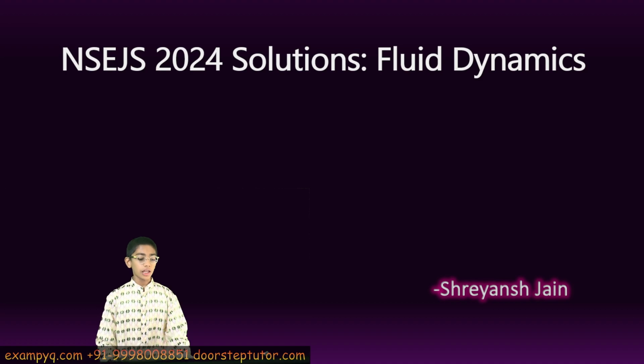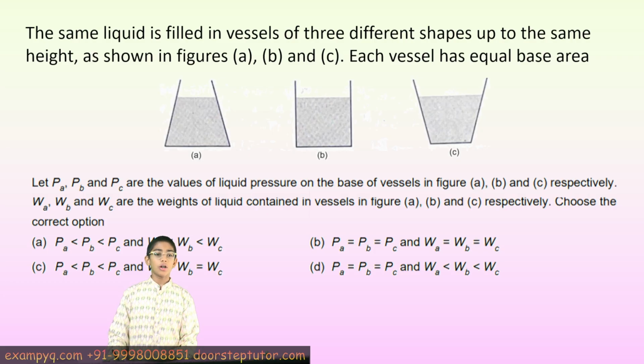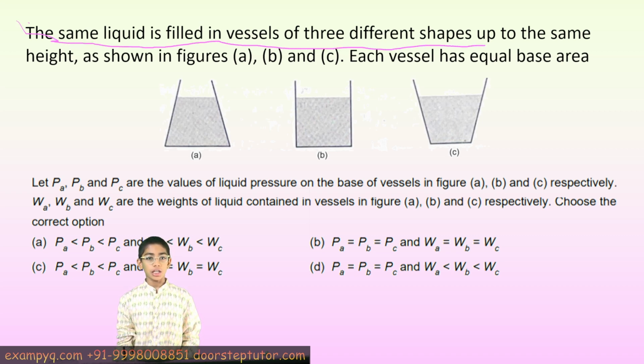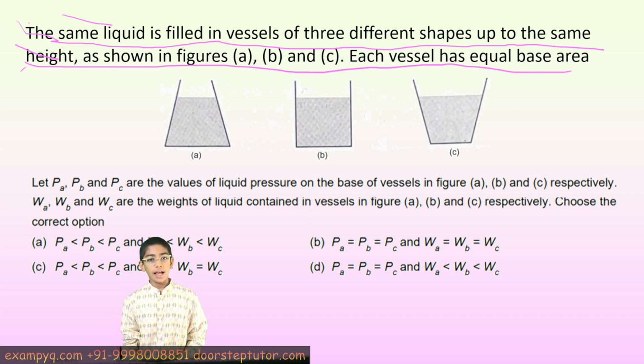Hello friends, today we will solve a question on fluid pressure. So the question says that the same liquid is filled in vessels of three different shapes up to the same height as shown in figures A, B and C. Each vessel has an equal base area.